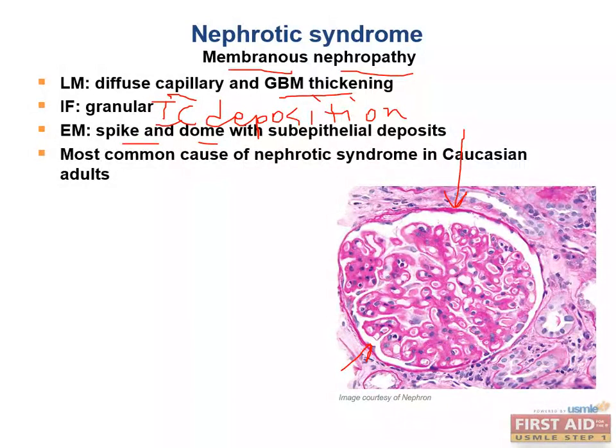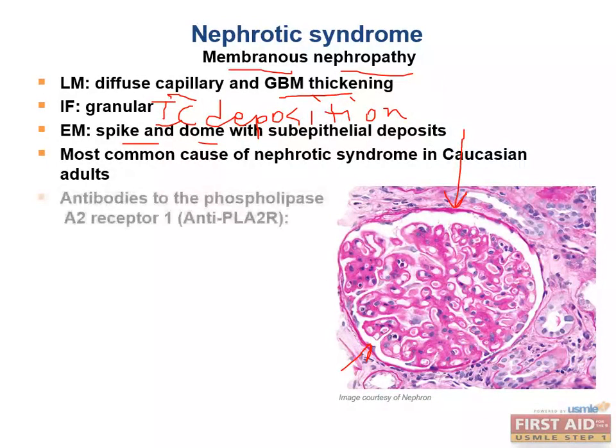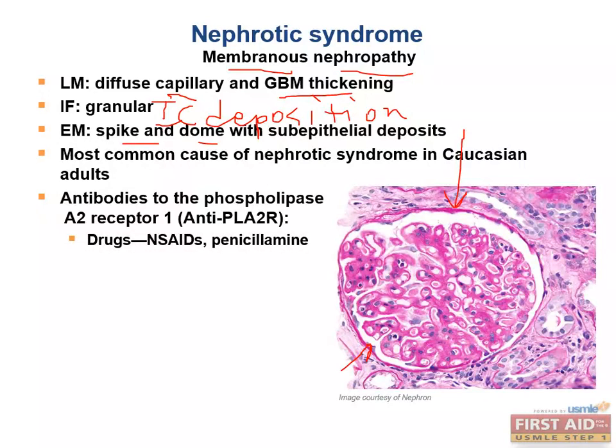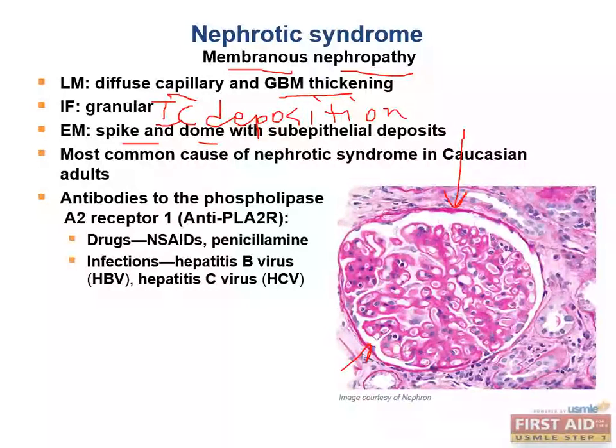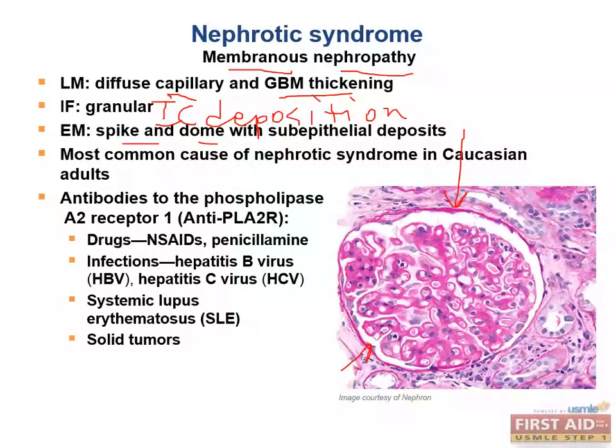Membranous nephropathy is the most common cause of nephrotic syndrome in Caucasian adults. Patients may have antibodies, specifically autoantibodies to the phospholipase A2 receptor 1. It can be caused by a number of drugs such as NSAIDs or penicillamine, infections such as hepatitis B virus or hepatitis C virus, and systemic lupus erythematosus and some cancers that create solid tumors. Membranous nephropathy responds poorly to steroids.